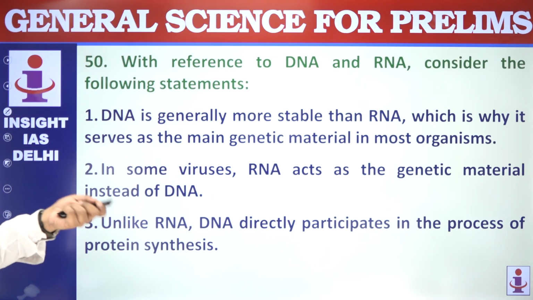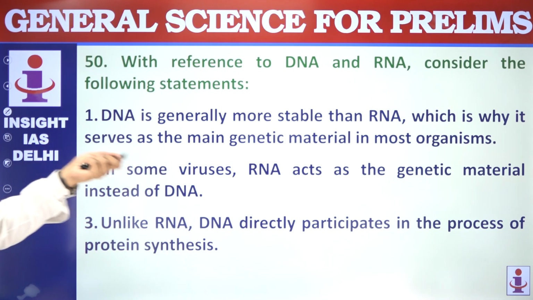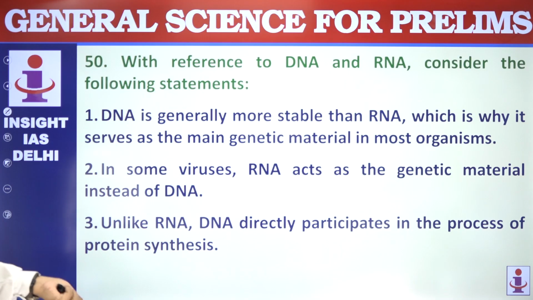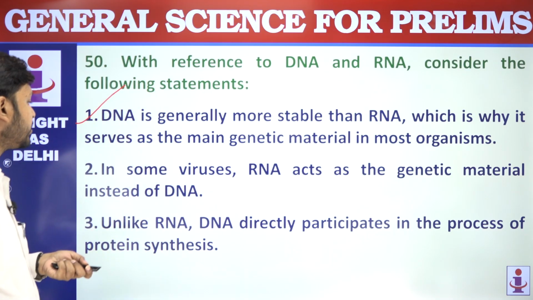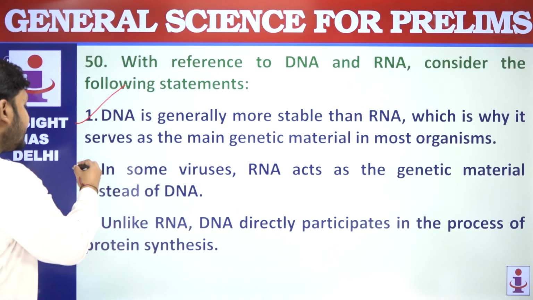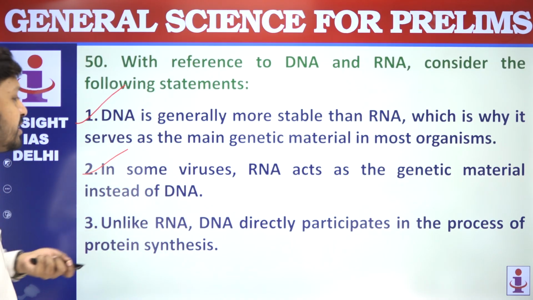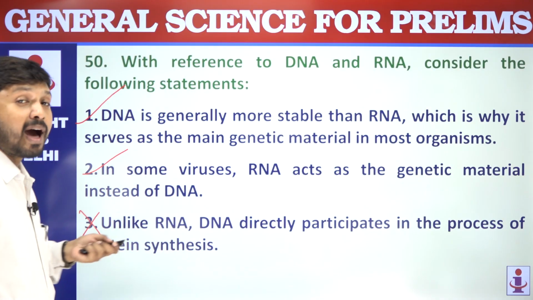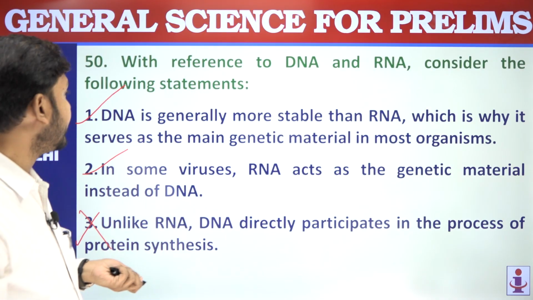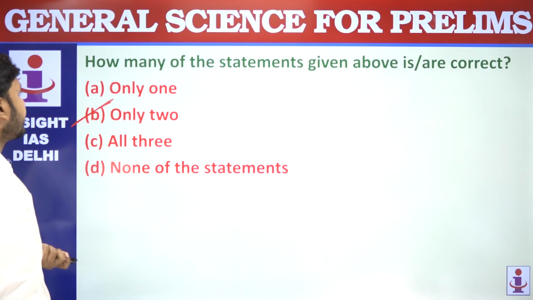Next one, with reference to DNA and RNA, consider the following statements. DNA is generally more stable than RNA, which is why it serves as the main genetic material in most of the organisms. Very basic question from NCERT. And in some viruses, RNA acts as genetic material instead of DNA, like COVID virus, HIV virus. Unlike RNA, DNA directly participates in the process of protein synthesis. No, RNA participates in the protein synthesis, not the DNA. So two statements are correct here and they are asking for correct ones, only two are correct.